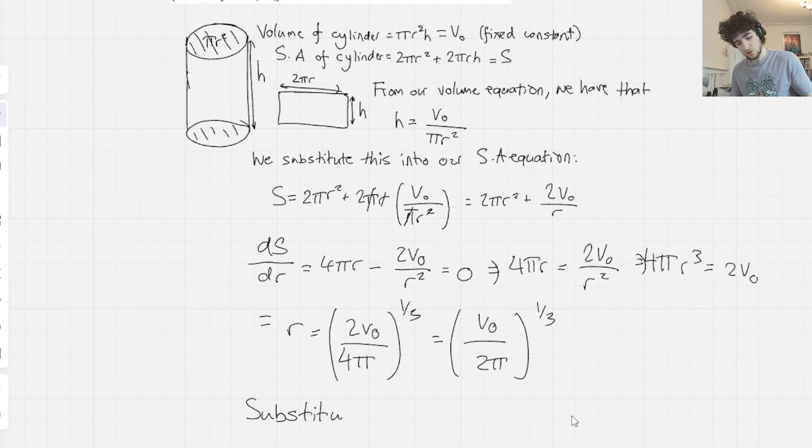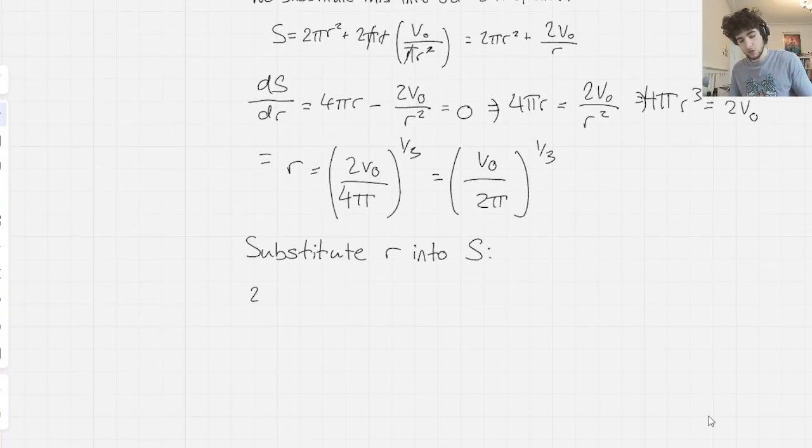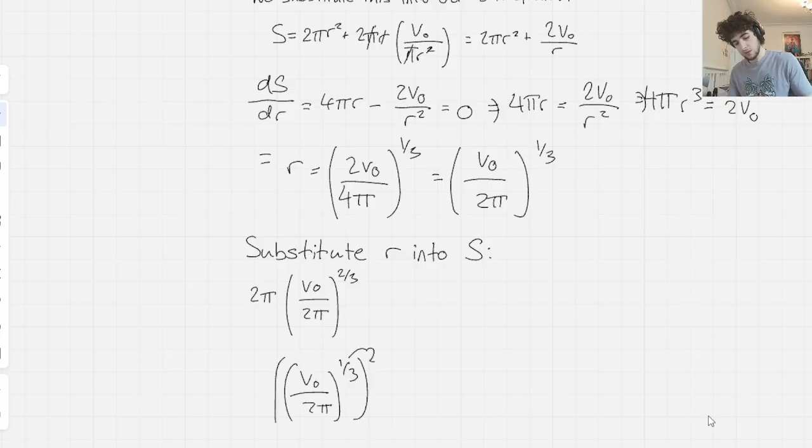So we can substitute r into S, because we're trying to find what that minimal surface area is. That effectively just gives us 2 pi multiplied by V naught divided by 2 pi to the power of a third, all squared. So that gives us V naught divided by 2 pi to the power of 2/3, right? If you have V naught divided by 2 pi to the power of a third, and you square that, you can just multiply these two powers, just indices laws.